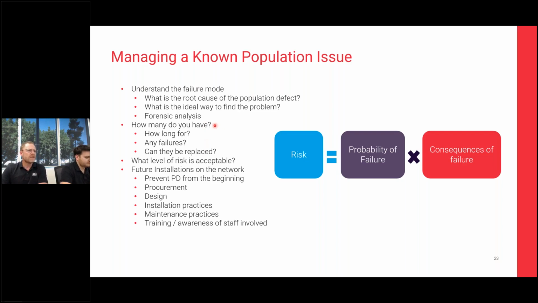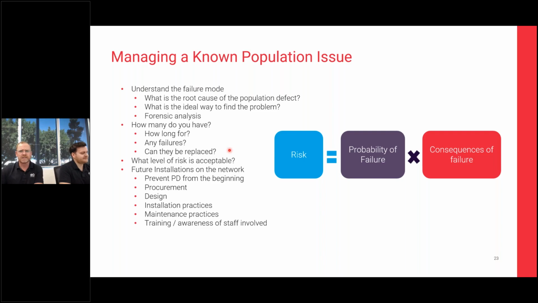So how many do you have on the network? How long have they been discharging for? Have you had any failures as well? Sometimes you'll find PD sources that have sat there for a long time and you haven't had any failures. So how much risk is that posing to your network? Or maybe you've got some and they have failed and you didn't think they were that bad a problem. And those are going to have a high risk at that point because you've got some case studies of those failures on that network.